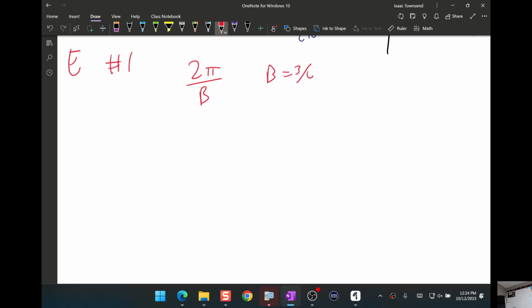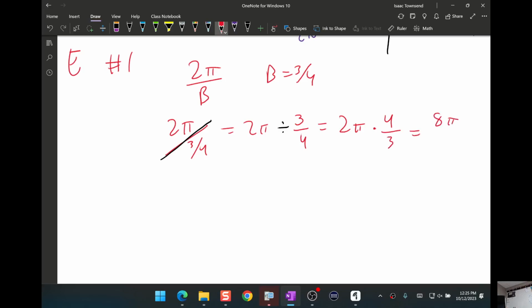So if your b is 3/4, then you have 2 pi divided by 3/4. So this is kind of a weird way to write it, but if you write it this way instead, remember a fraction bar just means division. So these are saying the same thing, but typically if you'll write it this way, you are more likely to do the keep, change, flip part, and you end up with 8 pi on top and 3 on bottom. So that should have been your period, 8 pi thirds.